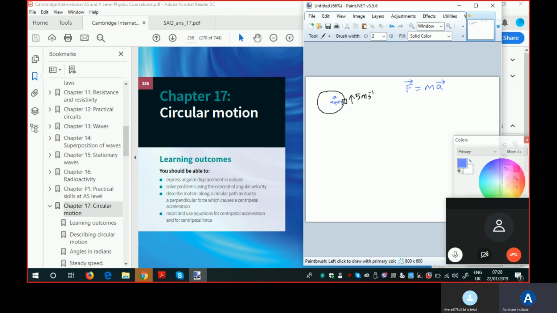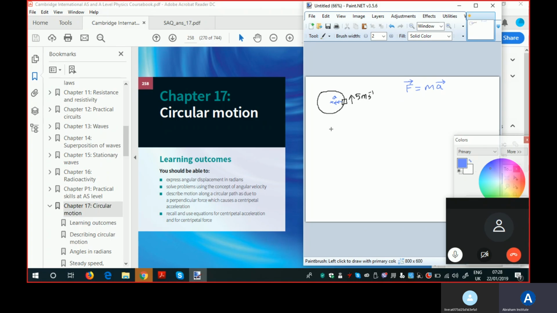Now, if you consider the electron, the only force acting on that electron is the electrostatic force of attraction between the two charges. So the proton attracts the electron towards it, and that causes the electron to move in a circle. So here the centripetal force is the electrostatic force of attraction. So you see, the centripetal force takes different forms of forces.